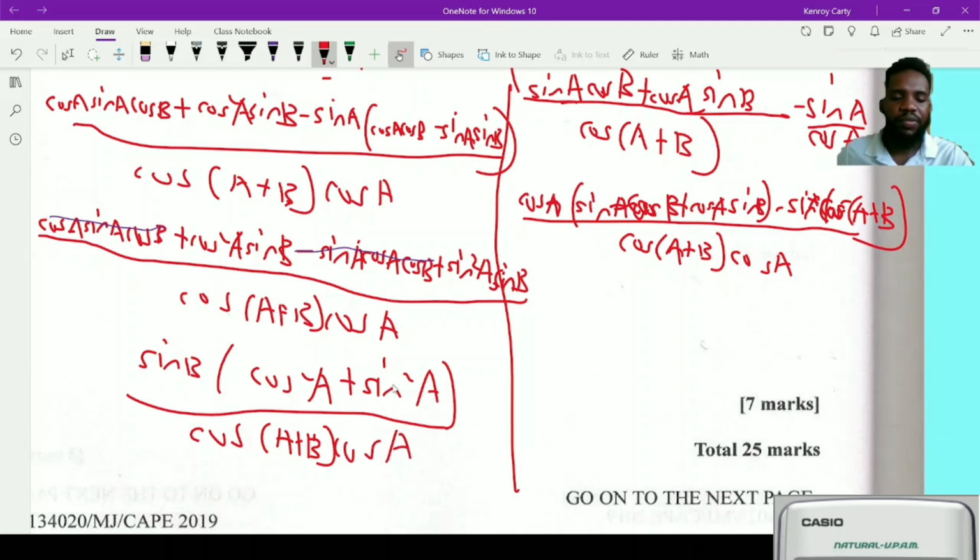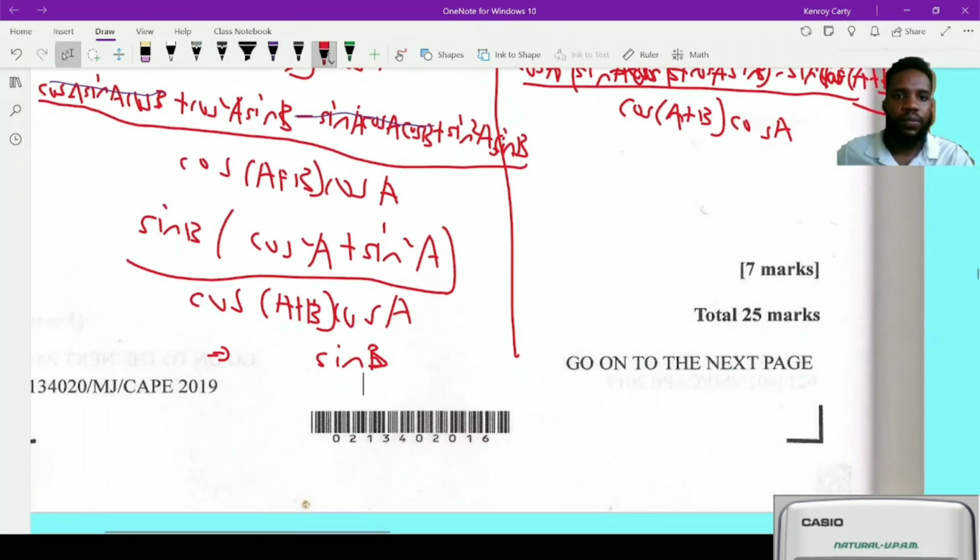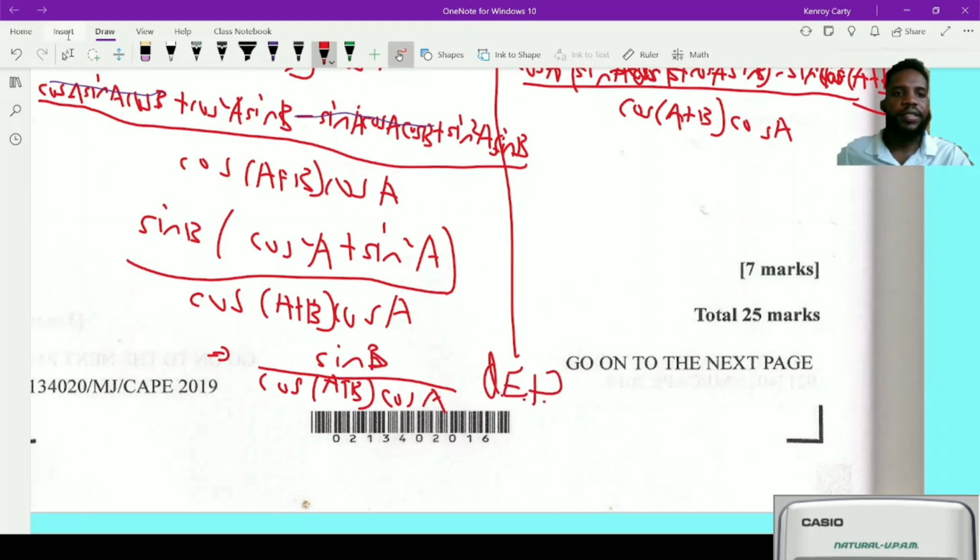Now of course all this in bracket is equal to 1, so you can write a statement there stating that it's equal to 1. But I'm out of space, so I'm just going to put in the answer here. So I'm going to end up with sine B all over cosine of A plus B cos A, QED. And that's it.